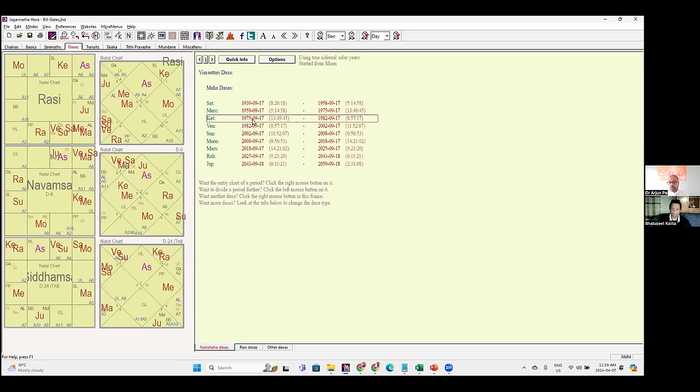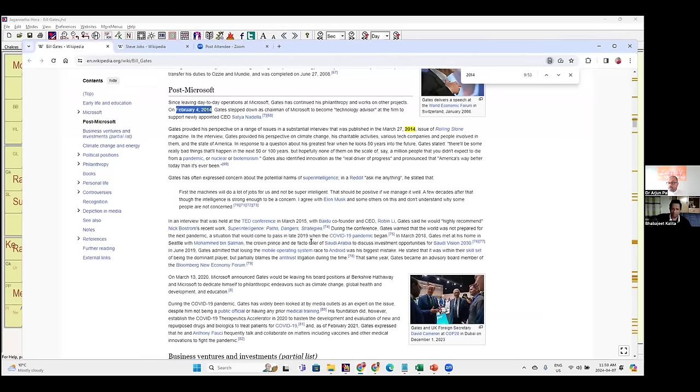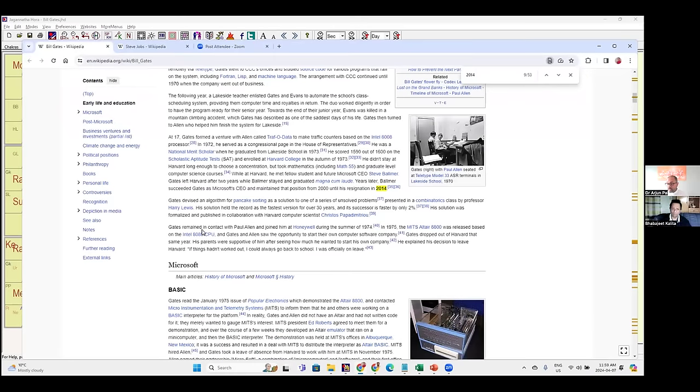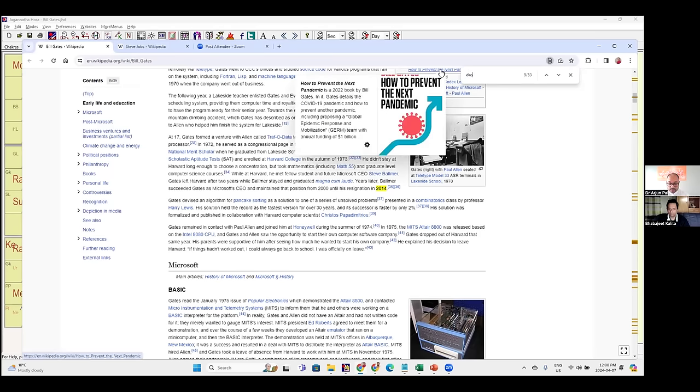Bill Gates was running Ketu Dasha. Let's go to his chart. I wanted to see when he dropped out. Let us see where Gates remained in contact with Paul Allen and joined Honeywell in the summer of 1974. In 75 was the release. So he dropped out. Let us see where is the dropout.